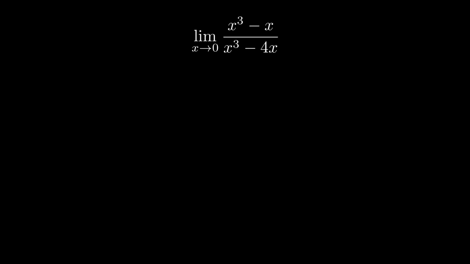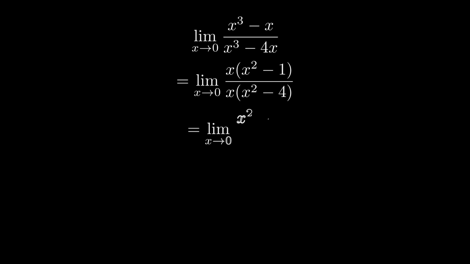So when we factor this expression, we get x times x squared minus 1 divided by x times x squared minus 4. We can cancel the x out and we're left with x squared minus 1 over x squared minus 4. And now if we directly plug in 0, there's no problem. We get 1 over 4 for the answer.